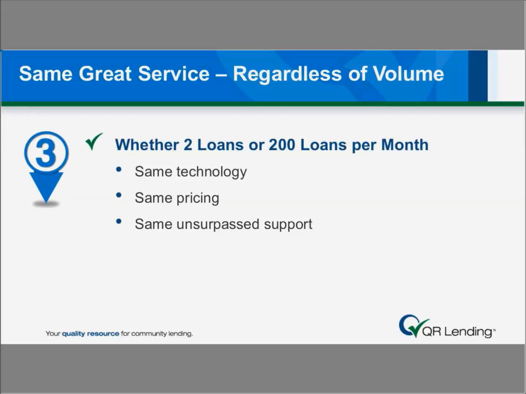When you make QR Lending your mortgage partner, you get our great service regardless of your volume. Whether you do 2 loans or 200 loans every month, you get the same technology, the same competitive pricing, and the same unsurpassed support from our loan coordinators. And we do have credit unions at both ends of this spectrum, from 2-person mortgage departments to nationwide lenders. Well, Denyse, how about lifting up the QR Lending hood and showing what really makes us run?